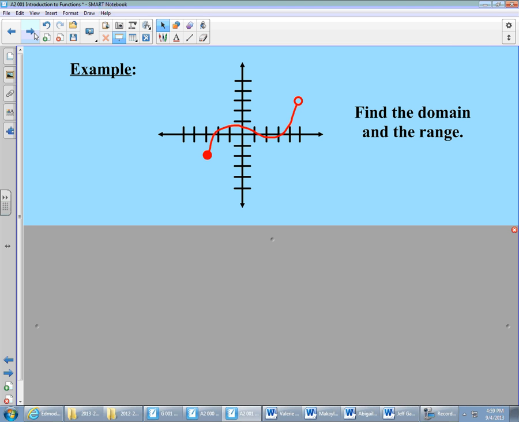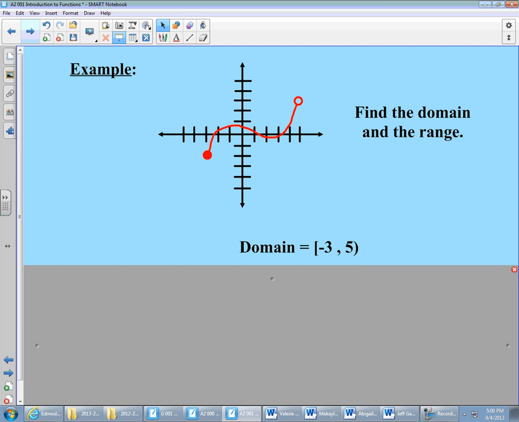Okay, now on the domain, coming across the x-axis, the graph begins at -3 once again and continues all the way to 5. Closed on the -3, open on the 5. So the domain you came up with should look like that. Bracket, -3, comma 5, parenthesis.